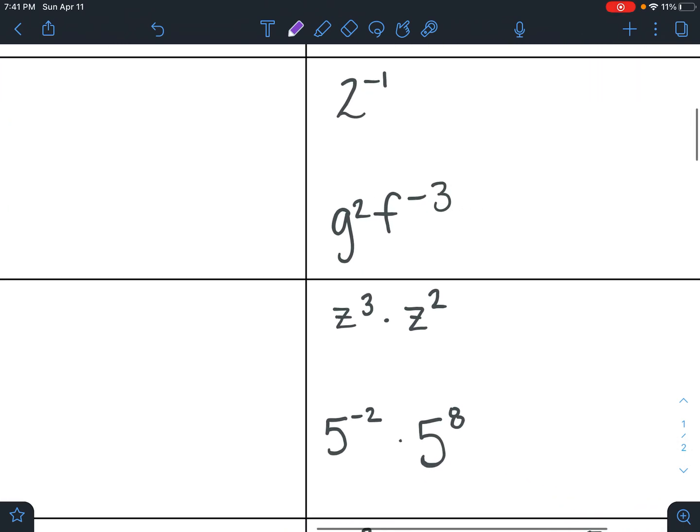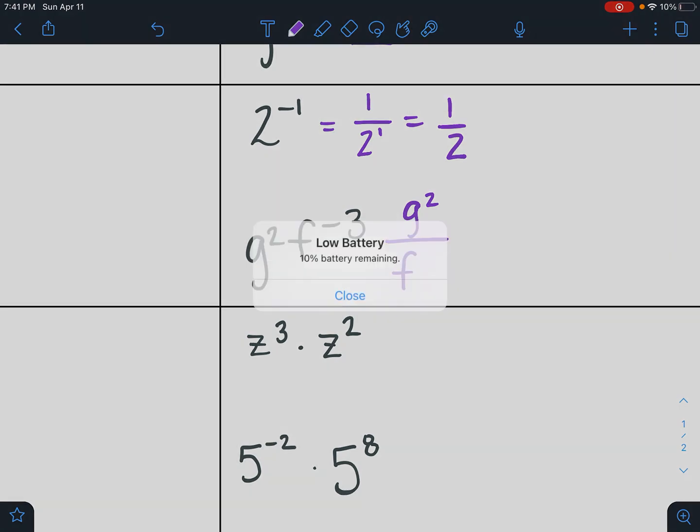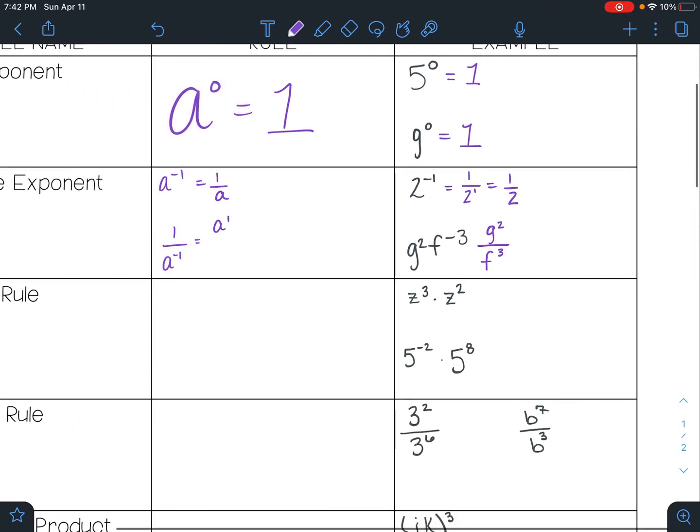All right, let's try some examples. So here you see 2 to the negative 1. I'm going to flip where that is, so it's going to go from the top to the bottom. So I'm just going to put it over 1. It's going to be 2 to the first power, which is just 1/2. Now let's try a little bit trickier one. This one I'm now involving more than one letter. So here I got g squared f to the negative 3. That g squared is going to stay on top. And f to the negative 3 is going to go from the top to the bottom and change from negative 3 to positive 3. Fantastic.